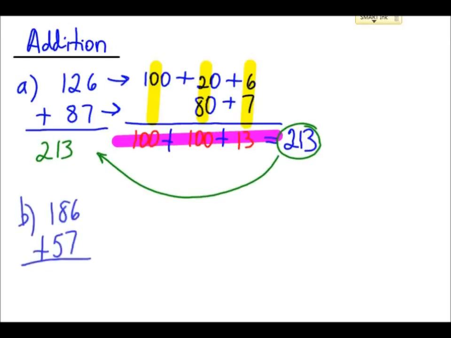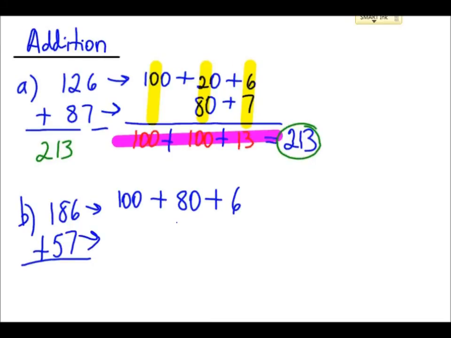Let's try another one. Expand 186 out. Becomes 100 plus 80 plus 6. The 57 is 50 plus 7. Notice how I'll put the 50 with the 80 because they're both 10 numbers. The 7 goes with the 6 because they're both in the ones.